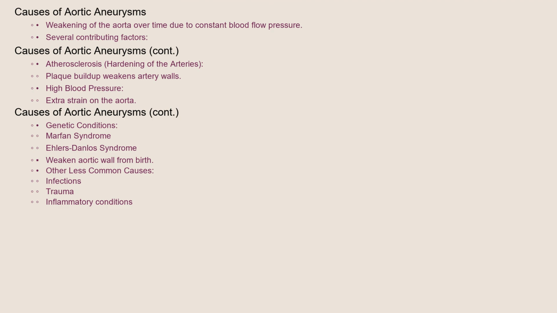So, what exactly causes an aortic aneurysm? The aorta, constantly under pressure from blood flow, can weaken over time. Several factors contribute to this weakening. The most common culprit is atherosclerosis, or hardening of the arteries, where plaque builds up inside the artery walls. High blood pressure is another significant risk factor, as it puts extra strain on the aorta. Genetic conditions, such as Marfan syndrome and Ehlers-Danlos syndrome, can weaken the aortic wall from birth. Other less common causes include infections, injuries from trauma, and certain inflammatory conditions.